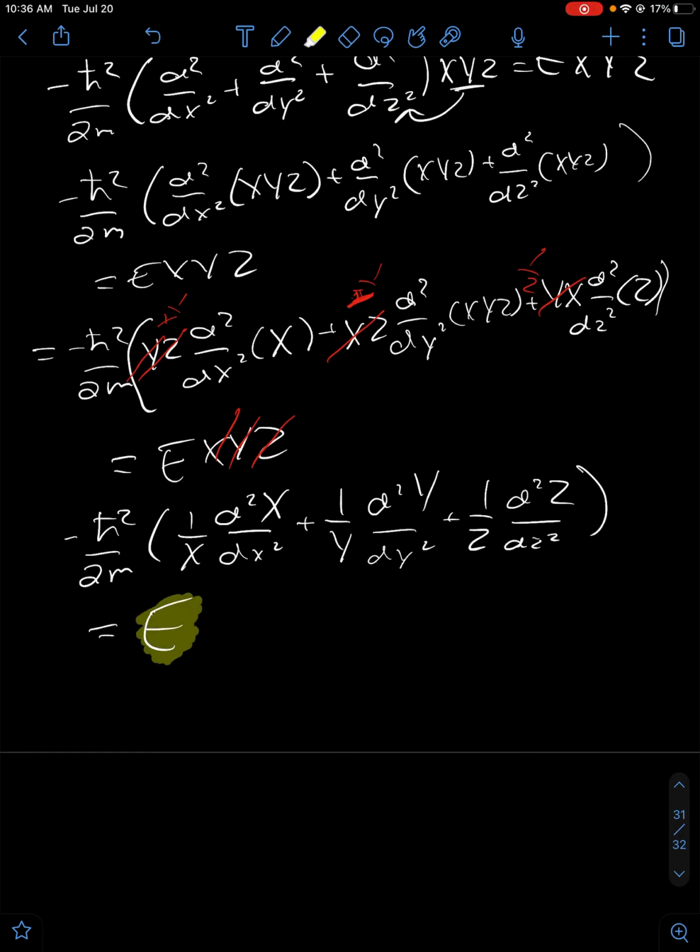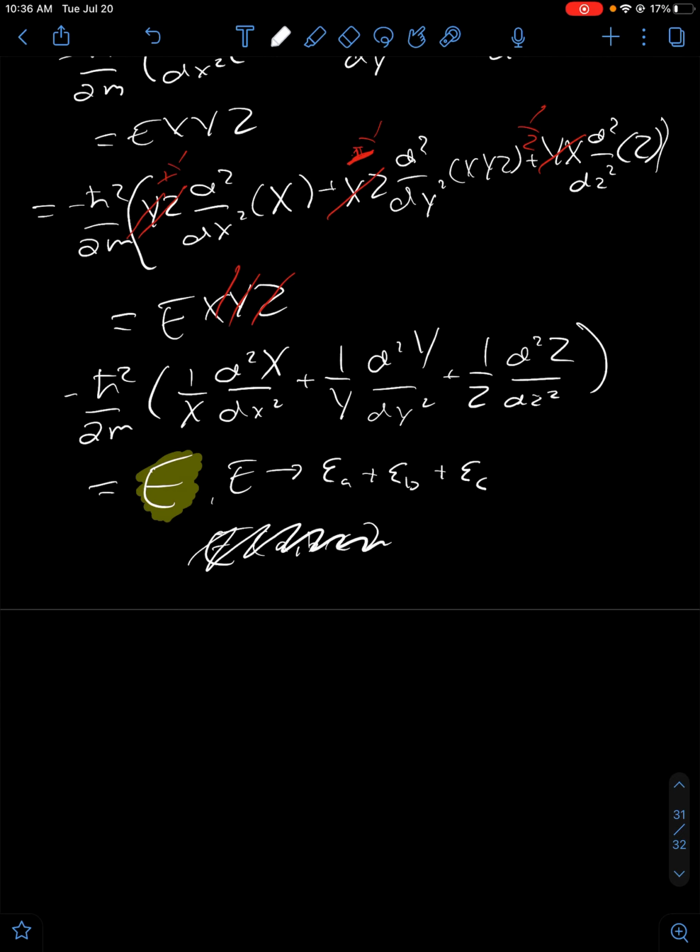Okay. And now we are going to do something pretty cool. Let's separate this energy into three terms: epsilon A plus epsilon B plus epsilon C. Now, energy is a scalar, right? So you can separate this as a sum of three smaller scalars. Now, I'm not saying that E depends on A, B, C. It's not a function. It's a scalar quantity. But we can still separate it into three terms.